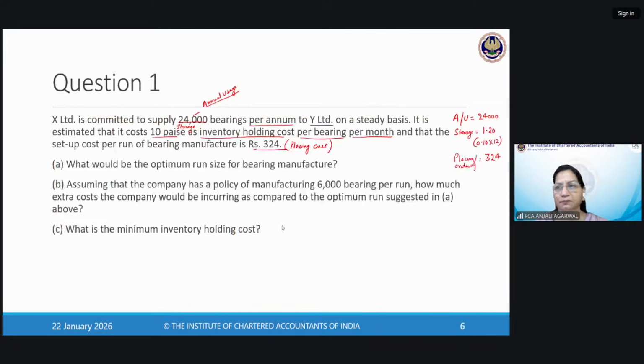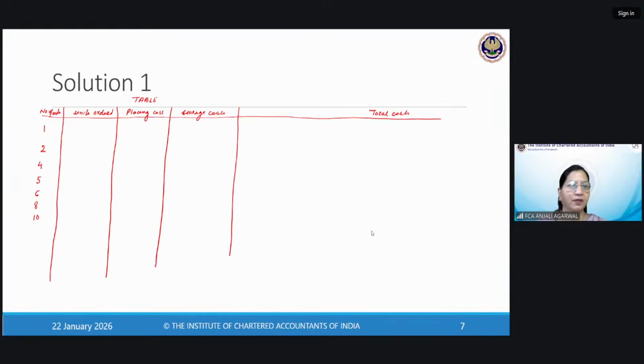So, how many units do we require annually? 24,000. Storage cost is 1.20 per unit per annum, and placing cost is 324. So if I place only one order, how many units am I going to order? 24,000.